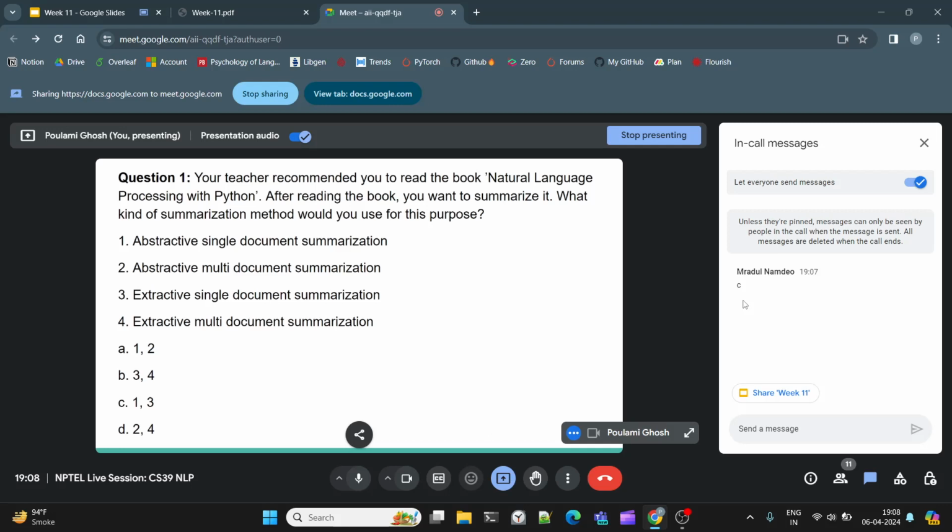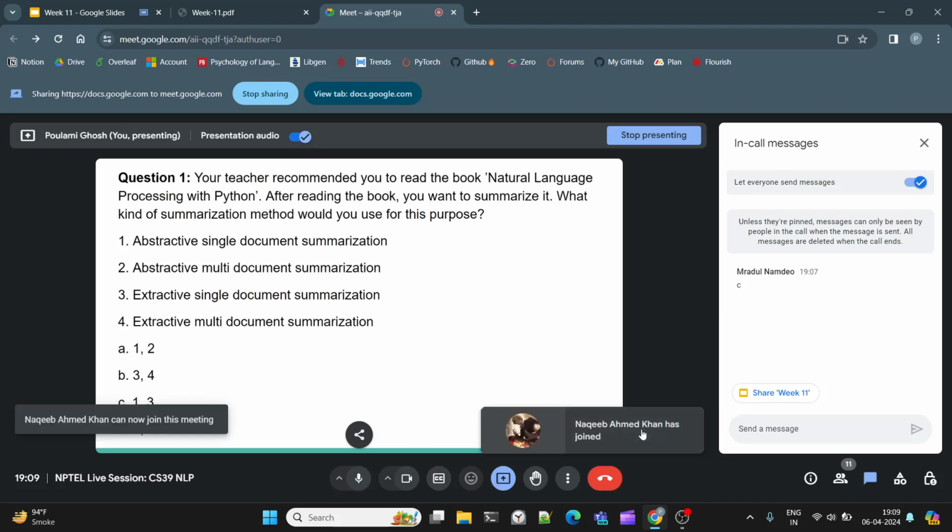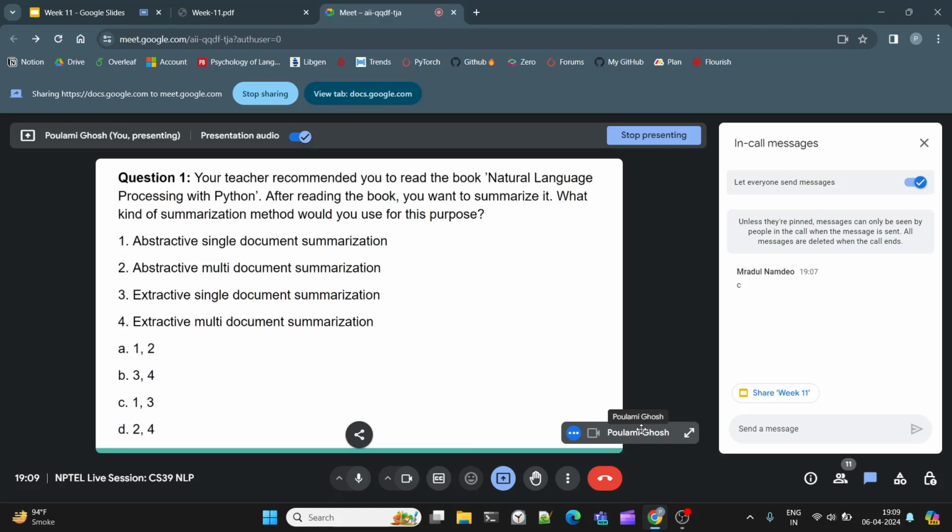Yes, ma'am. I'm not sure about it, but I think the book that the professor mentioned is mentioned as a single document. So I think single document will be there, so option one and three. And one more thing is that there are two ways of summarization. One is extractive, and the second one is abstractive. In extractive, we just select some points or text that is there in the document. And the second way is to form some new information by reading the text. Okay, okay.